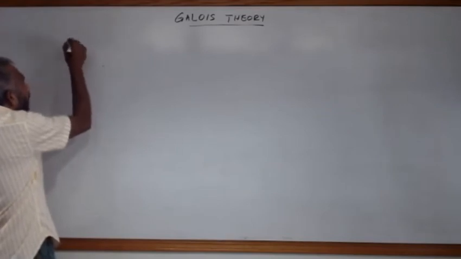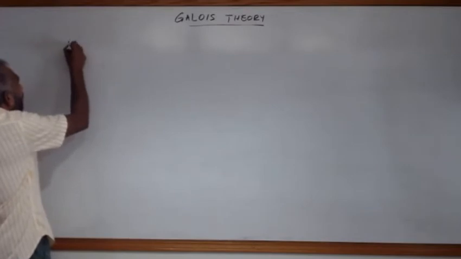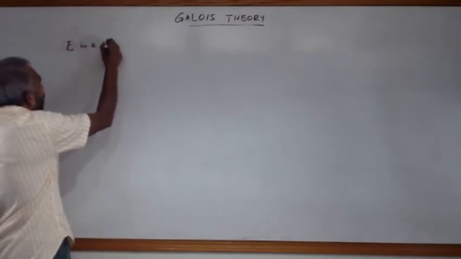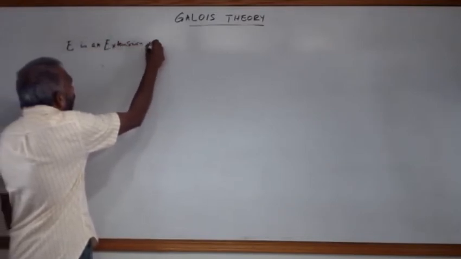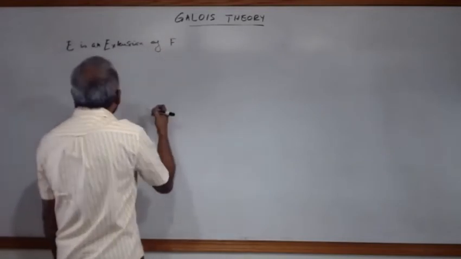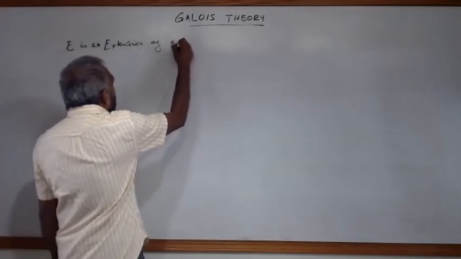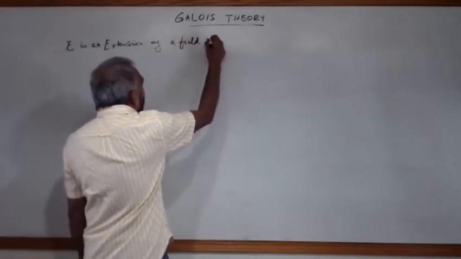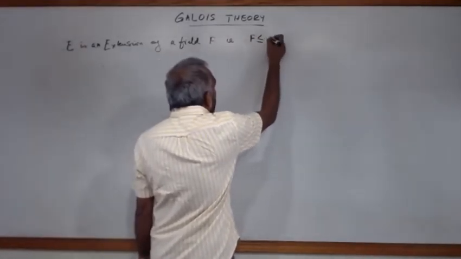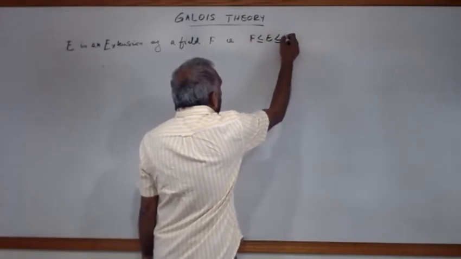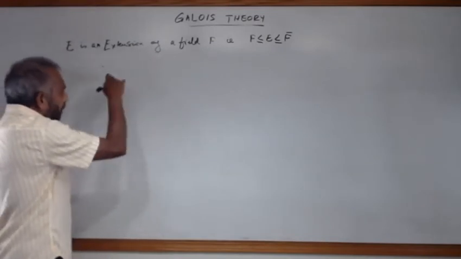So before that, for all these results, I'm assuming that E is an extension of a field F, that is, F is less than or equal to E, so that I don't need to write these statements in every result.